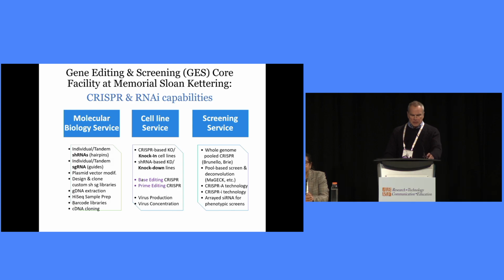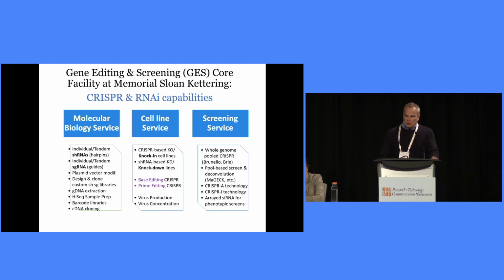So in my core facility at Memorial Sloan Kettering in New York City, we really focus on CRISPR and RNAi-based capabilities. Number one, we have molecular biology. We can make you individual hairpins or guides for CRISPR. We do plasmid vector modification. We design and clone custom libraries based on your gene of interest list. We can do genomic DNA extraction, HiSeq sample prep. We make barcode libraries because sometimes you just want to do lineage tracing without perturbation, and see DNA cloning.